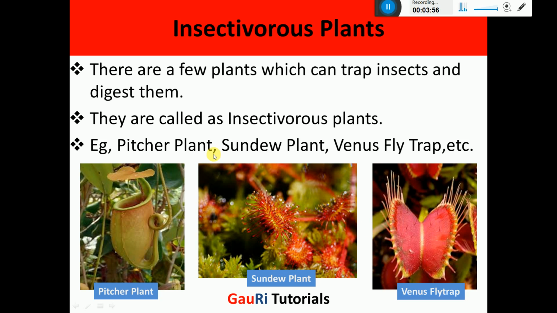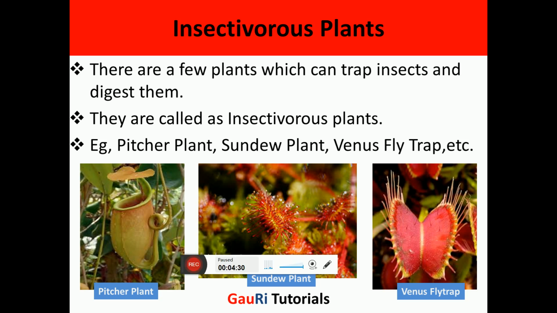Now the question arises, why do these plants take up insects? They have green parts also, but why do they take up insects? The reason is that they can perform photosynthesis, but their requirements are not completed by photosynthesis. They grow in soil which is deficient in nitrogen, that is, having a small amount of nitrogen. So they are not able to complete their nitrogen requirement from photosynthesis. So they take up insects as their food to get nitrogen.